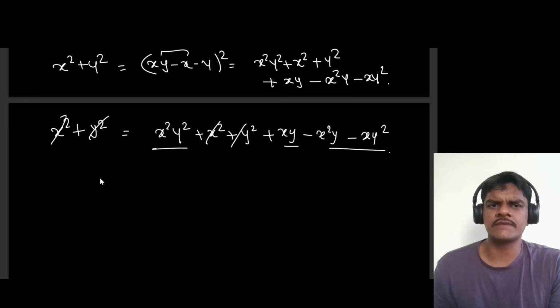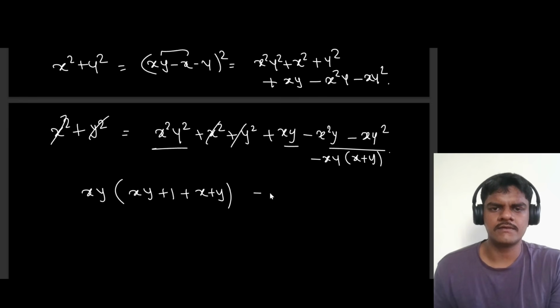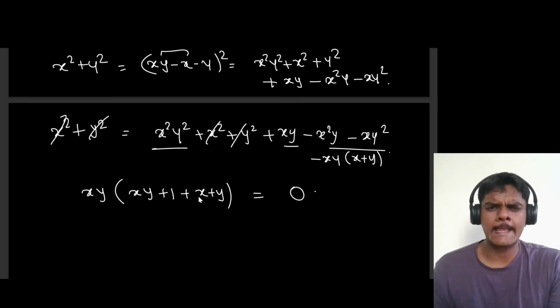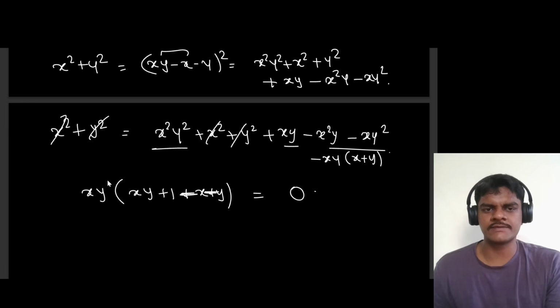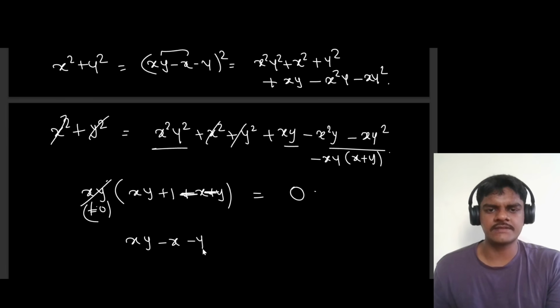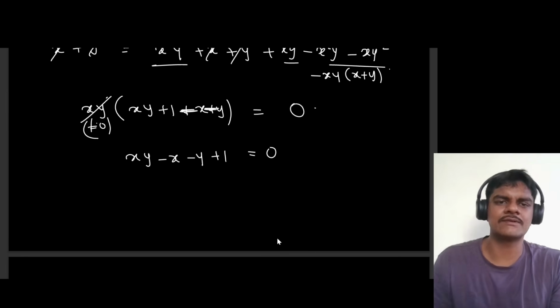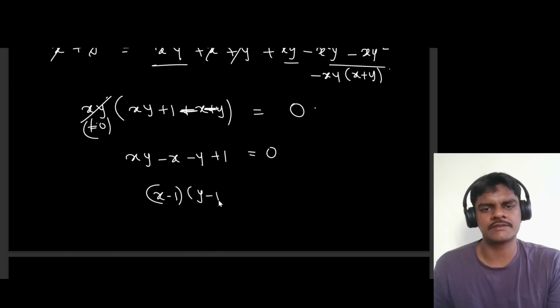In the whole of that, you can take xy common and you can get xy plus 1, minus xy into x plus y, right? Plus x plus y equal to 0. Oh, there is a minus x minus y. This is equal to 0. xy is definitely non-zero, right? So you have xy minus x minus y plus 1 equal to 0. Very easily, you can solve it as x minus 1 into y minus 1 equal to 0. That implies x equal to 1, y equal to 1.